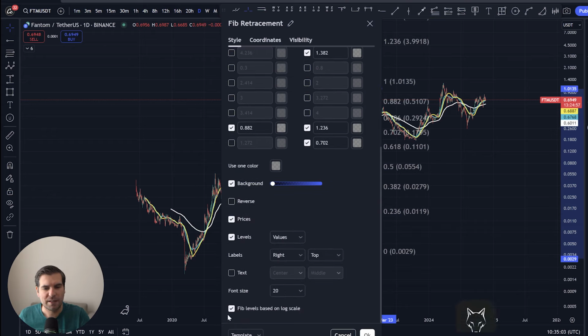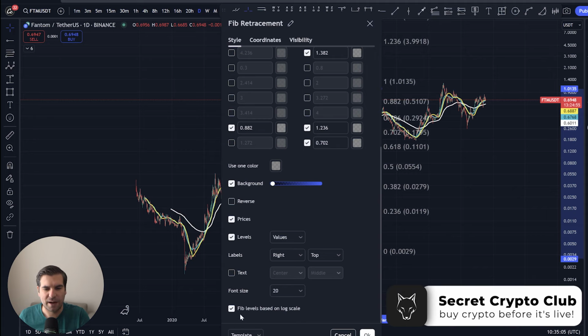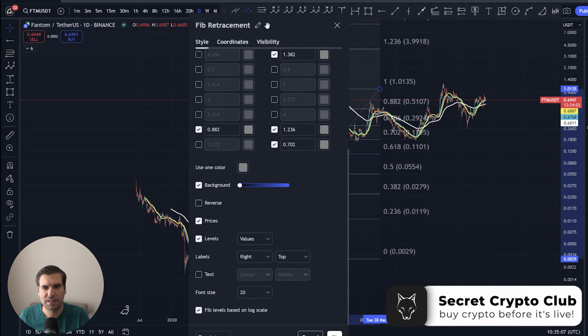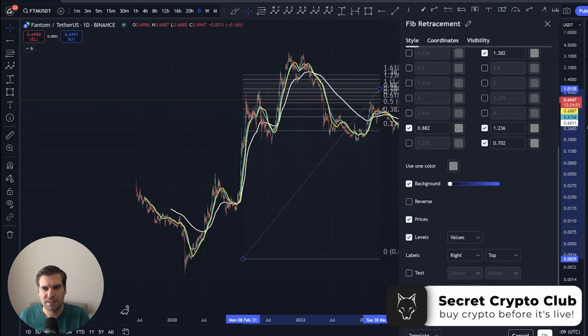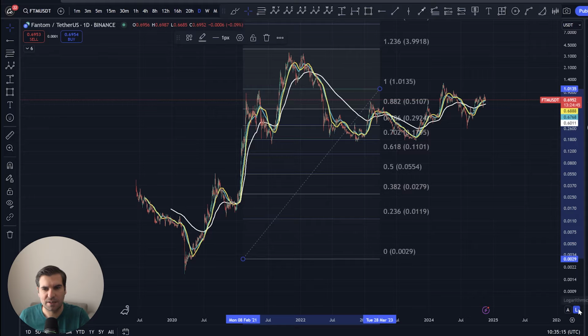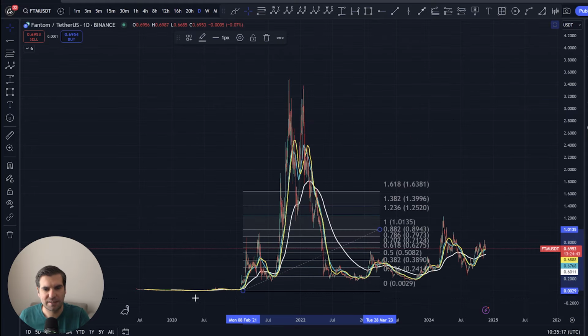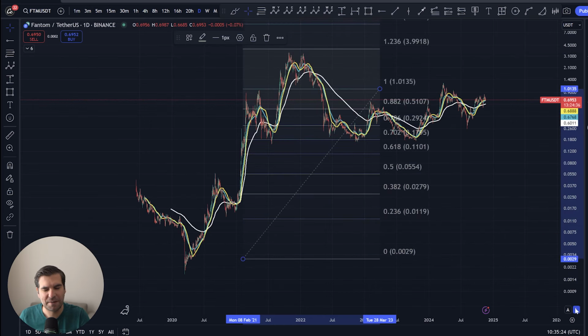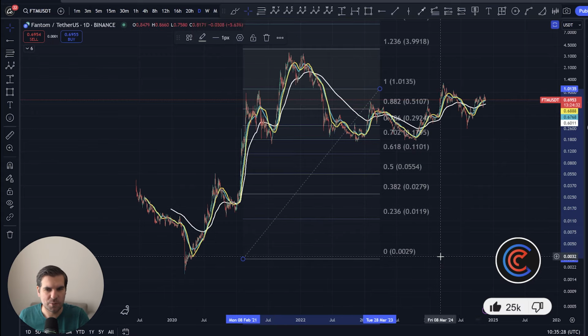Right down at the bottom here, there is fib levels based on log scale. I have this ticked. It's very important that we tick this. If we do not, you can see how these Fibonacci extension levels change, and this is because I am using a logarithmic style chart. If I don't, it will look like this, which is quite unusable from us trying to analyze where the price action is going.